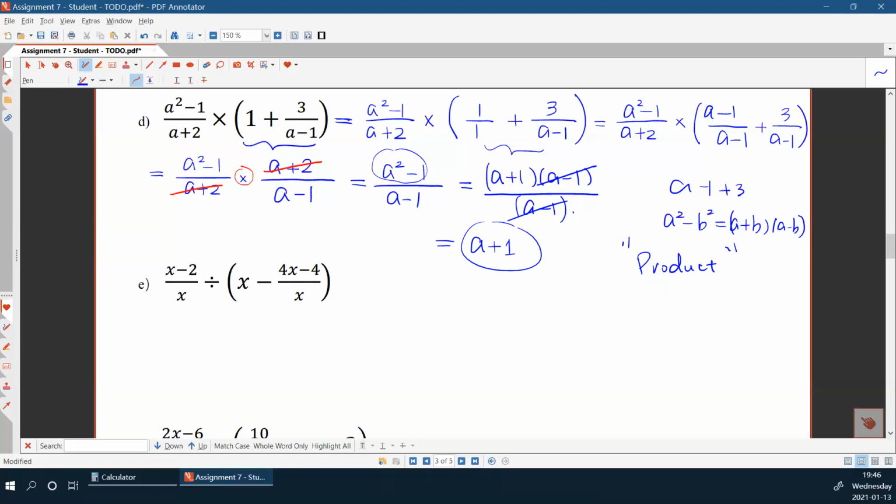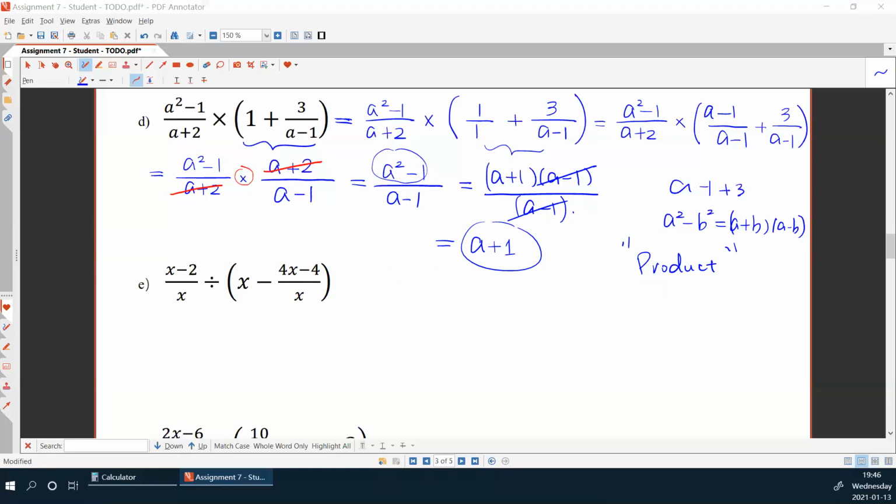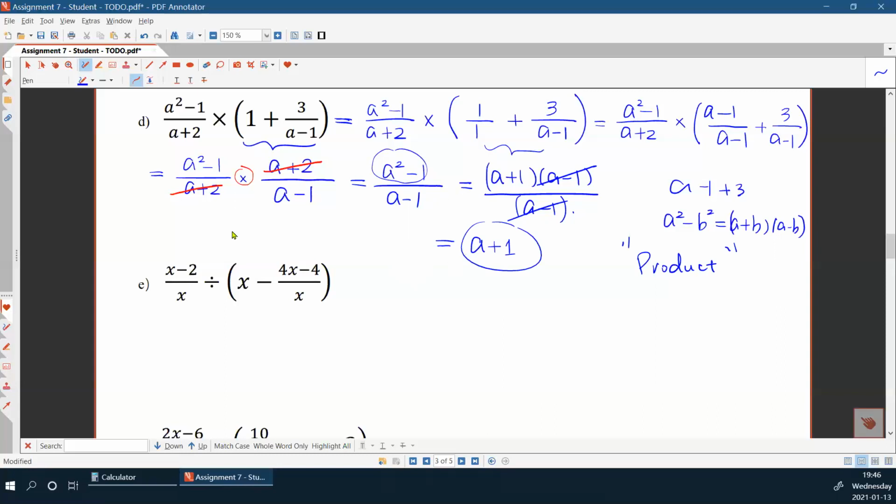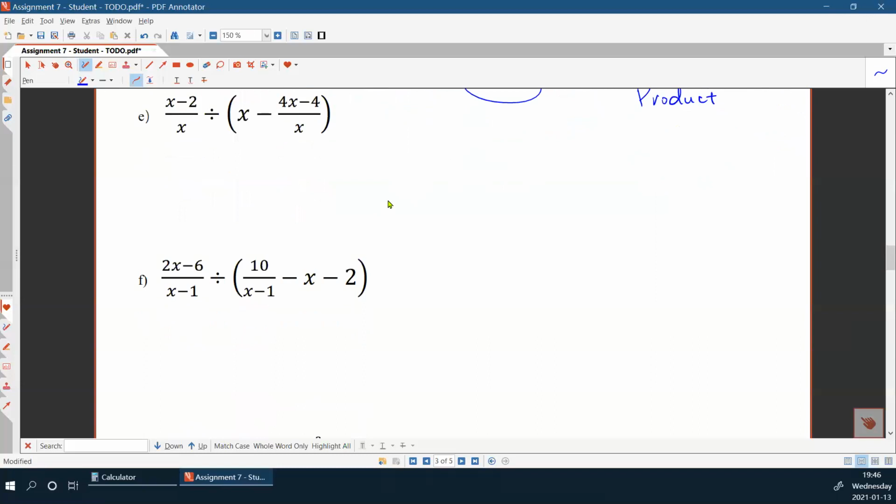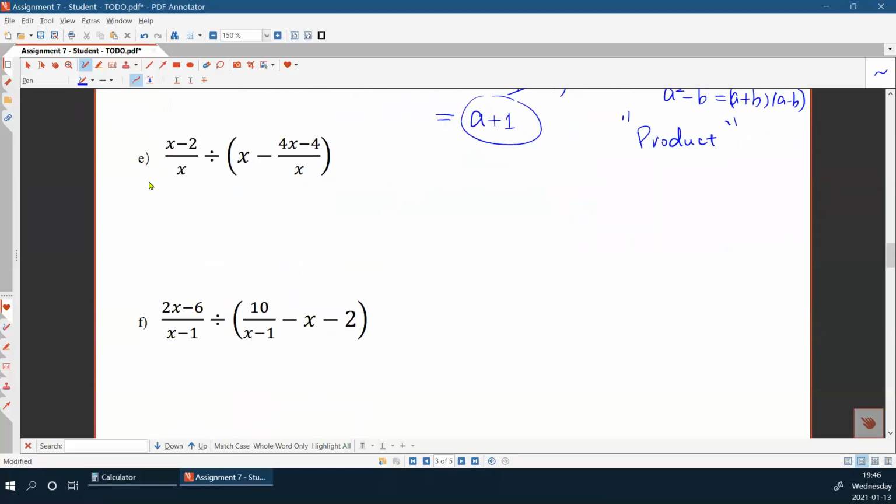Okay, do you have any questions? No? All right, let's see the next one. Next one, you see brackets, so let's calculate this part first. Okay, copy the first term divided by, okay, first term is x over 1 times minus 4x minus 4 over x, right?